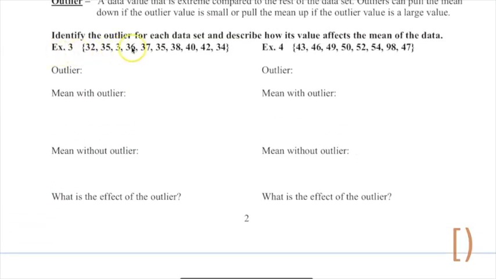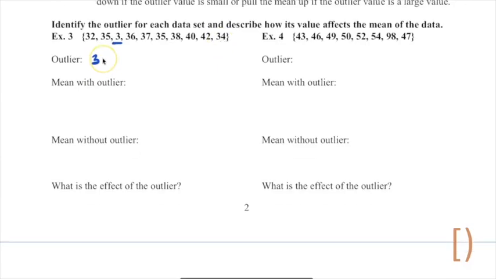And let's look at this data set here. What is our outlier? It is the 3. Everything else is in the 30s and 40s, and that 3 is way down. So let's find the mean with the outlier in there. And we're going to count them up. 32 plus 35 plus 3 plus 36 plus 37 all the way to 34.